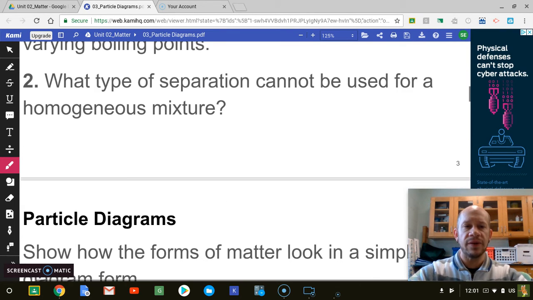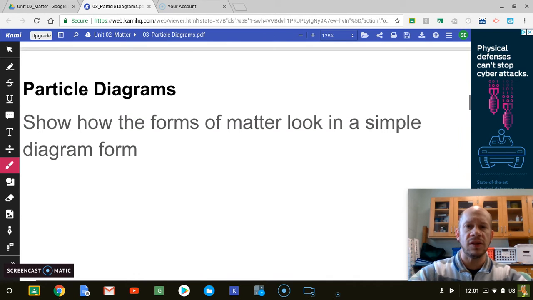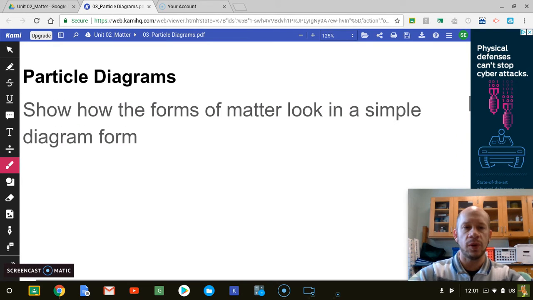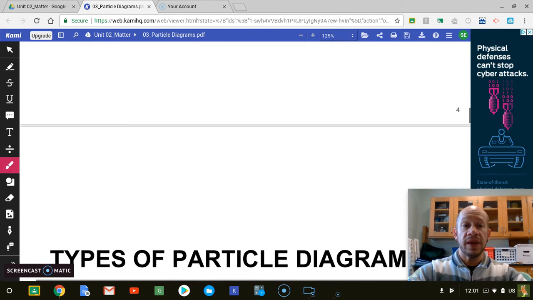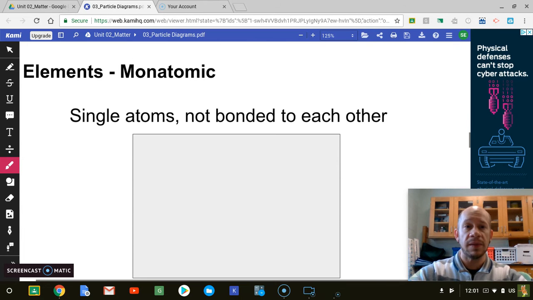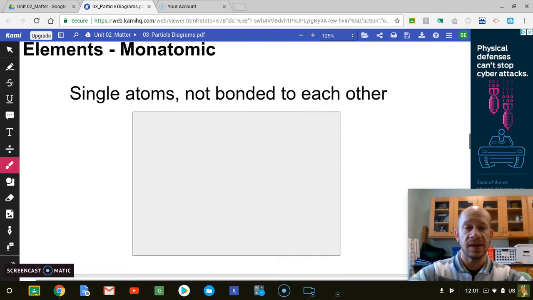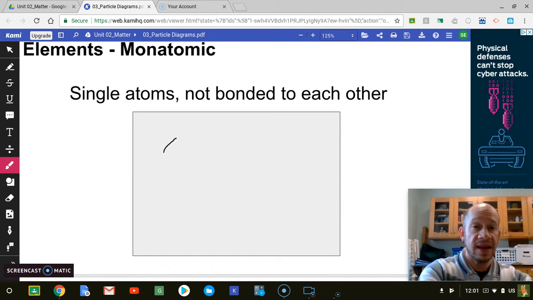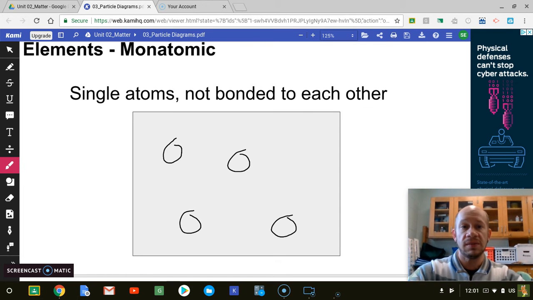Particle diagrams show how the forms of matter look in a simple diagram form. We have different types of particle diagrams. Elements in monatomic form will show single atoms not bonded to each other. So I could represent that as an open circle. This is just a single atom, not bonded to anything else. So they are just separated by themselves.